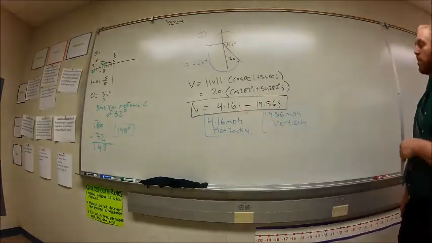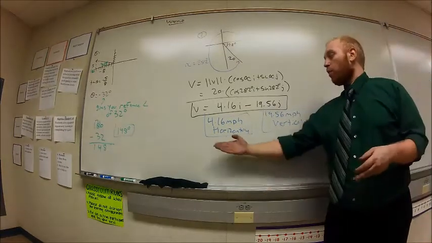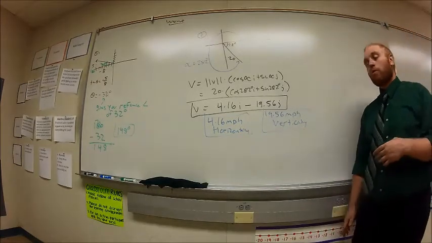So you got 4.16i minus 19.56j, which means he's going 4.16 miles per hour horizontally. He's going 19.56 miles per hour vertically.